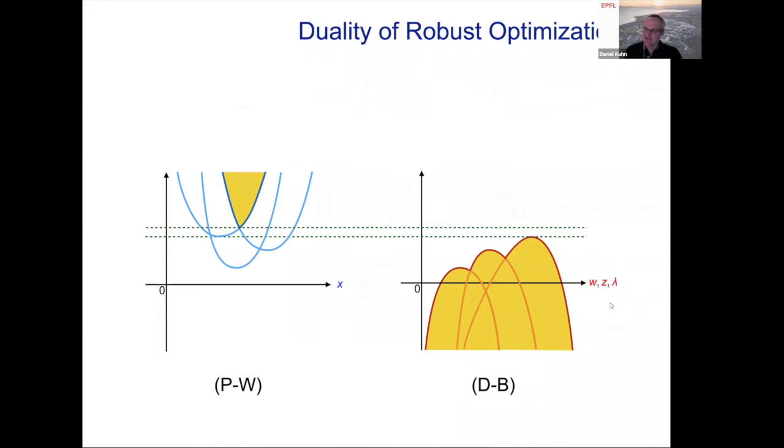Okay, so the objective function of the primal worst and the objective function of dual best can conveniently be visualized as the pointwise maxima of all the objective functions of the primal and dual scenario problems, respectively. And as the picture suggests, there will be a duality gap in general.